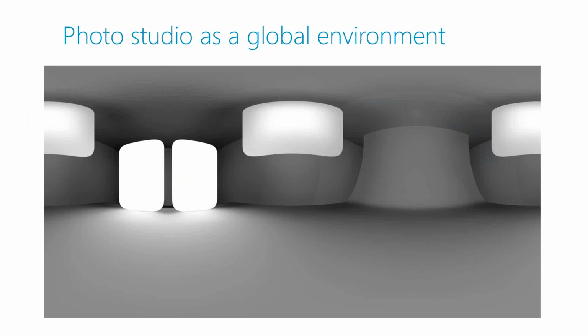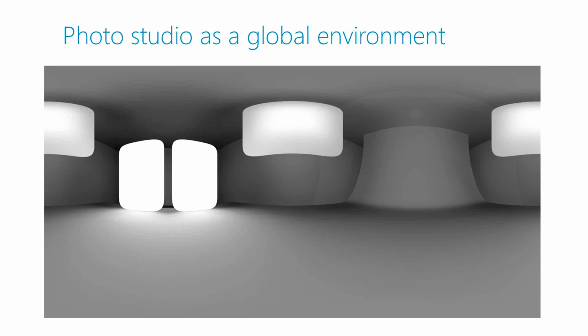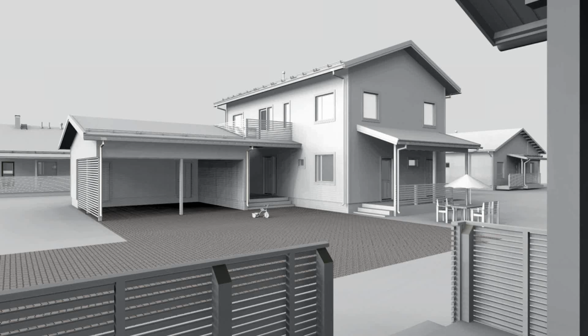Also, we can simulate like a photo studio lighting with these same tools. In here, the panorama image is an image of a photo studio with lights, reflectors, backgrounds and everything. And when we apply this image as an environment image for the project, this is the outcome for the rendering.